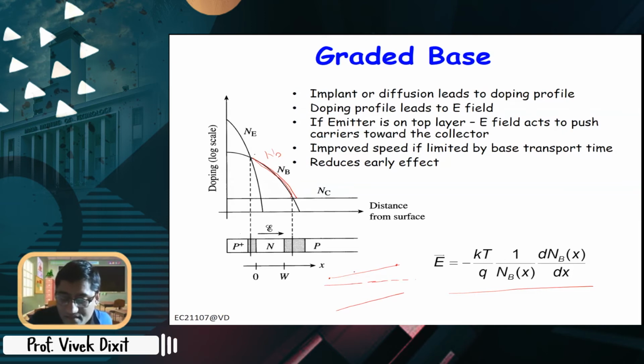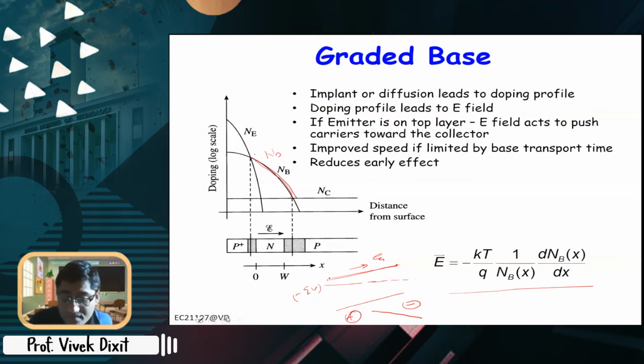Now the electric field is always in the direction of increasing energy, right? So this is minus qV. That means this side is positive, this side is negative. Potential is decreasing, because minus qV is increasing. So potential will be something like this, and the electric field is always from positive potential to negative potential.